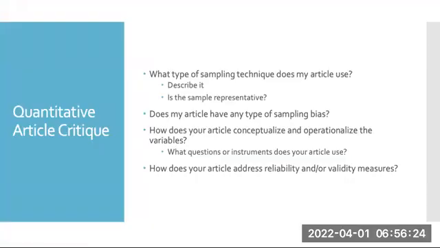So this will be helpful also for your quantitative article critique. You need to think about what type of sampling technique your article uses. You need to describe whether the sample is representative. Does your article have any sampling bias? And how does your article conceptualize and operationalize the variables? How does your article address reliability or validity of measures?